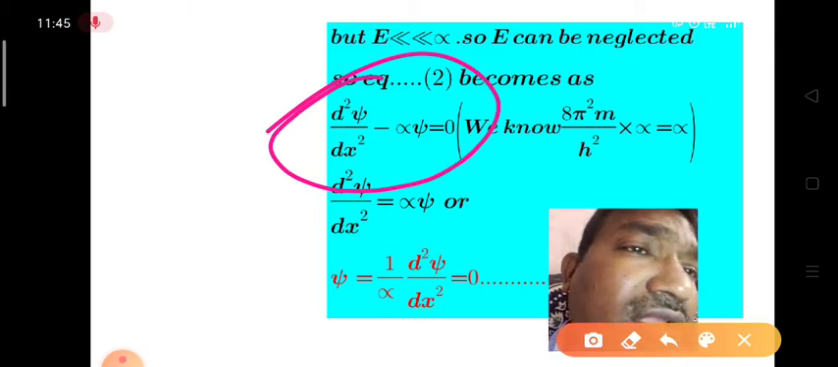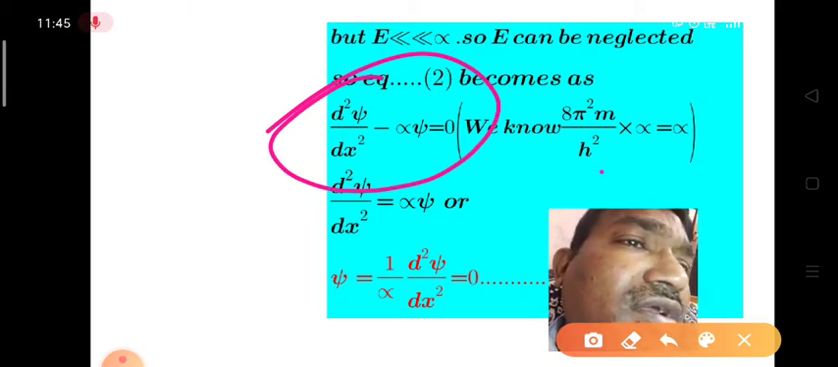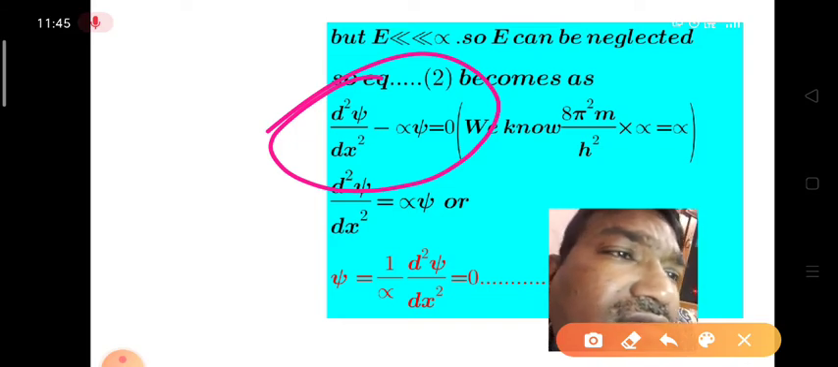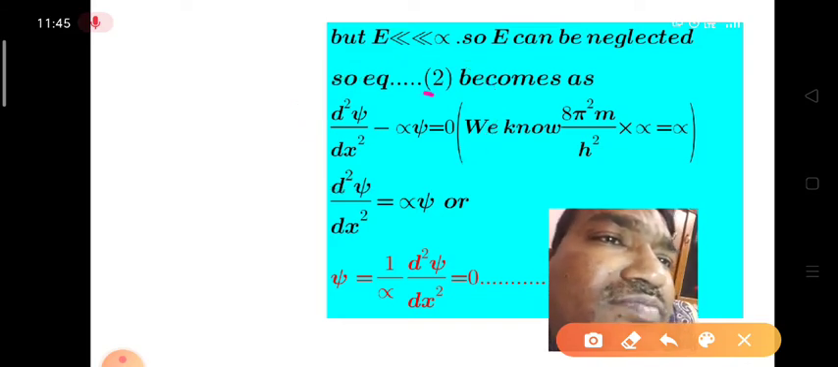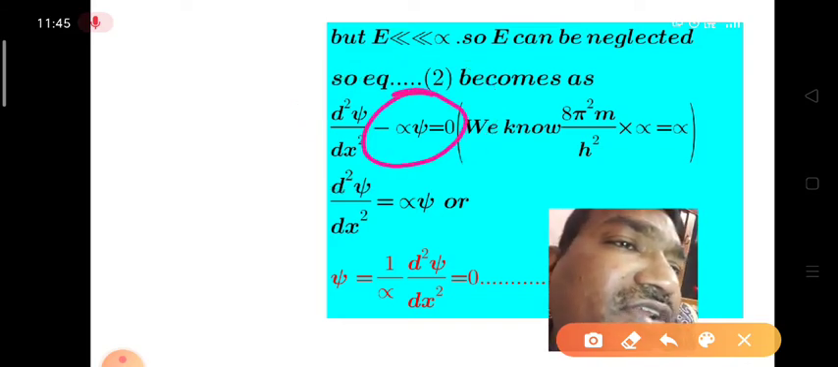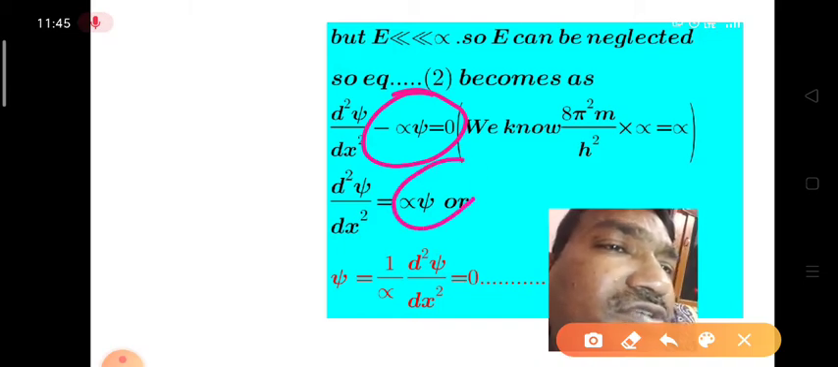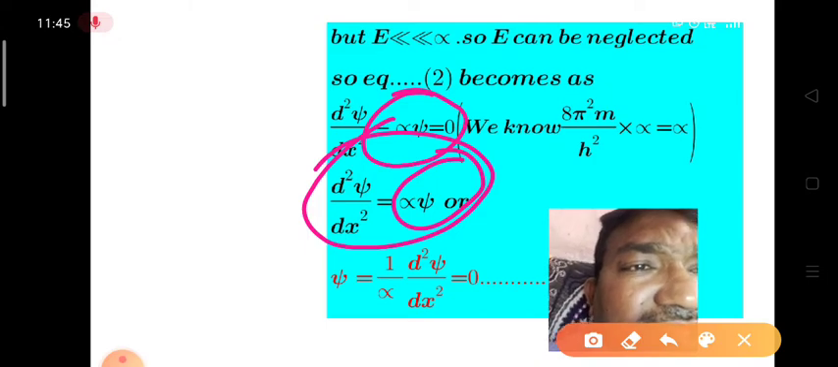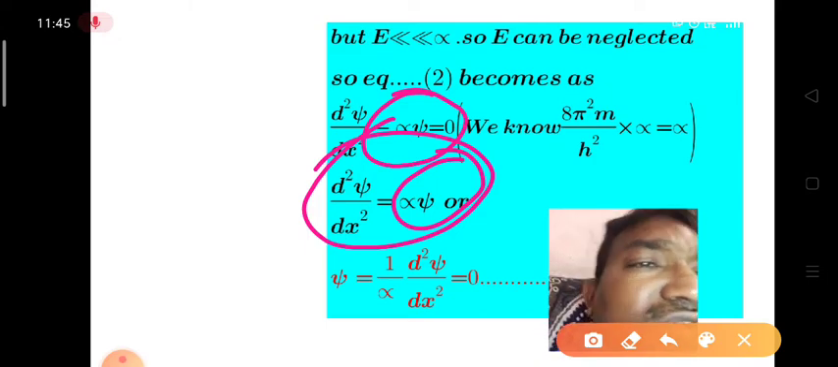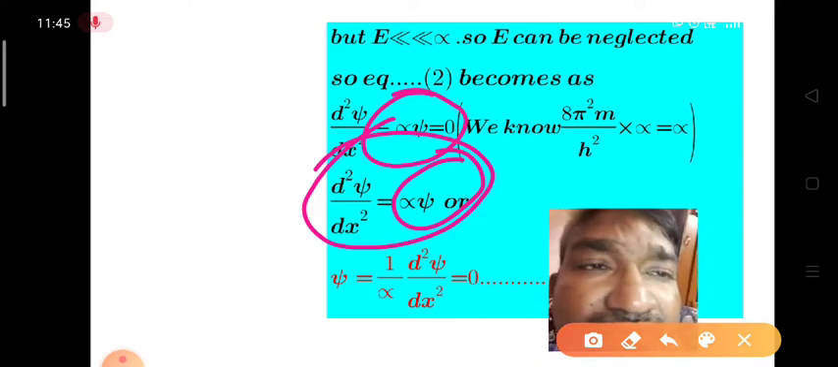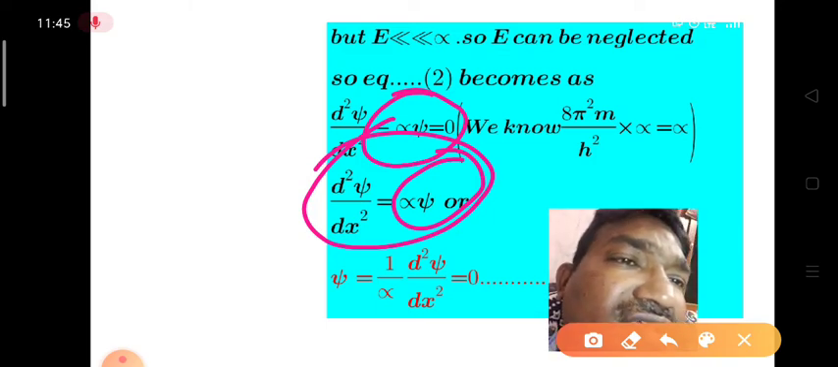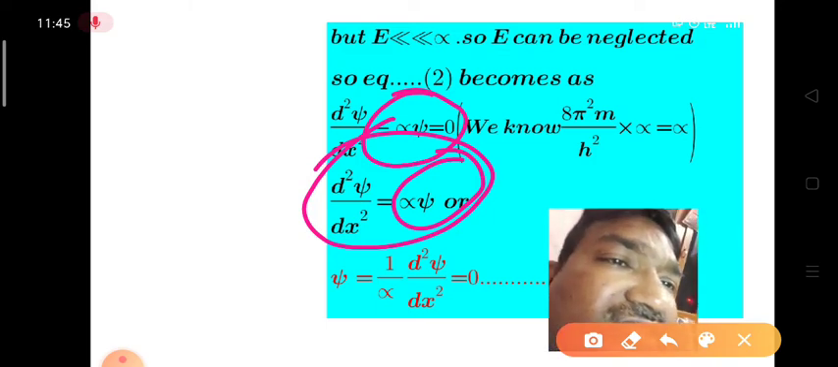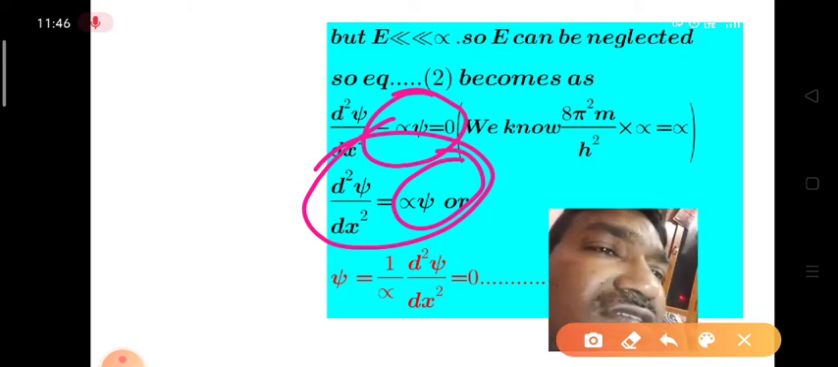Okay, and if we take this minus infinity to the other side, it becomes positive. So it becomes d square psi by dx square is equal to infinity into psi. Otherwise, we can write the equation for psi as, what is that?